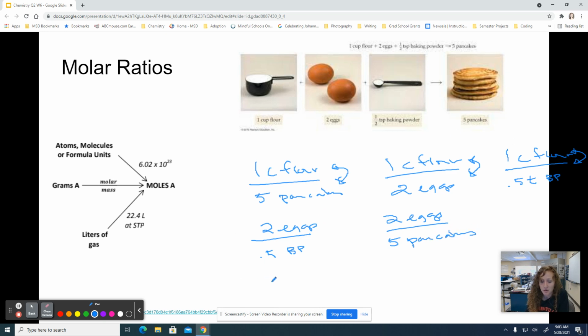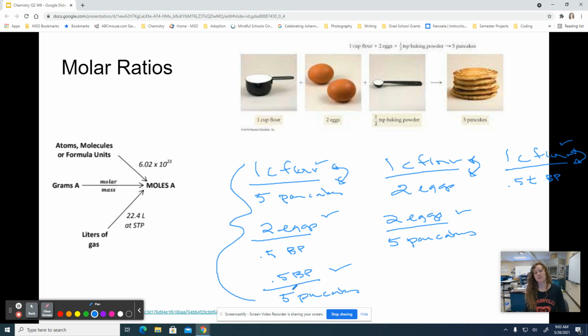How about baking powder? 0.5 baking powder. I already have its relationship to flour, to eggs, but I need its relationship to pancakes. And then pancakes' relationship is here: flour, eggs, baking powder. So from this reaction where I have 3 reactants and 1 product, I can write 6 different conversion factors, and I can flip them. So really I have 12 different conversion factors.